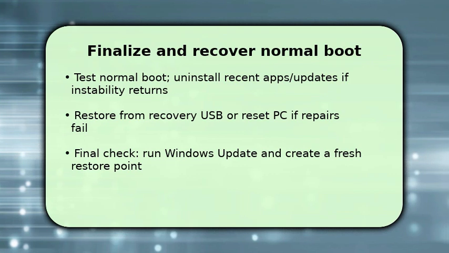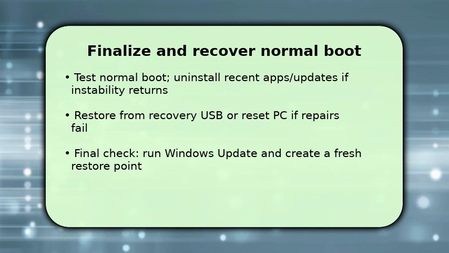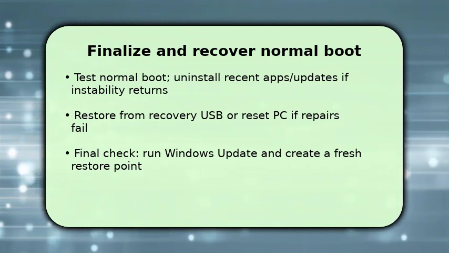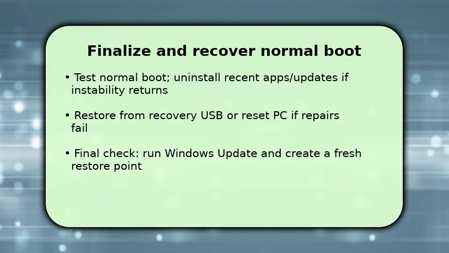Once fixed, run Windows Update to apply patches and create a fresh restore point so you can revert easily later. If something goes wrong, safe mode repeats and recovery USB restore are your quickest fallback options.